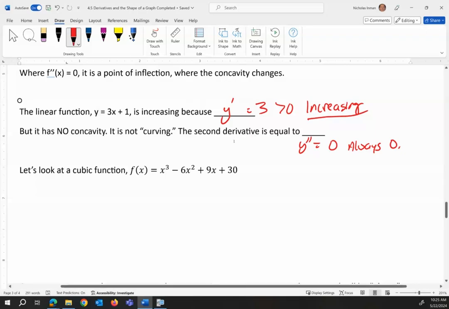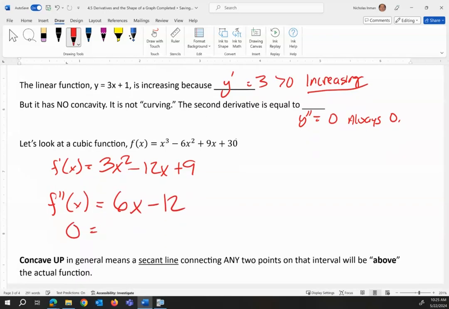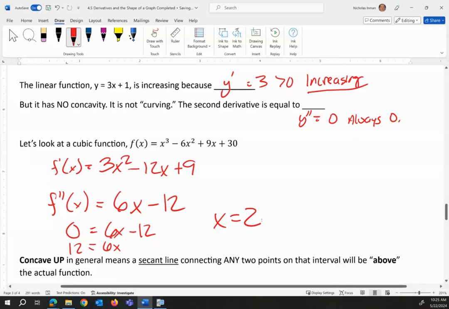All right, so let's look at a cubic function. All right, the first derivative, 3x squared minus 12x plus 9, and that would go away, right? Great. If we set this equal to 0, that would tell us where we might have critical values, where our graph might have a maximum or a minimum. If we do the second derivative, 6x minus 12, if we set this equal to 0, so at x equals 2, this is what we call a point of inflection.